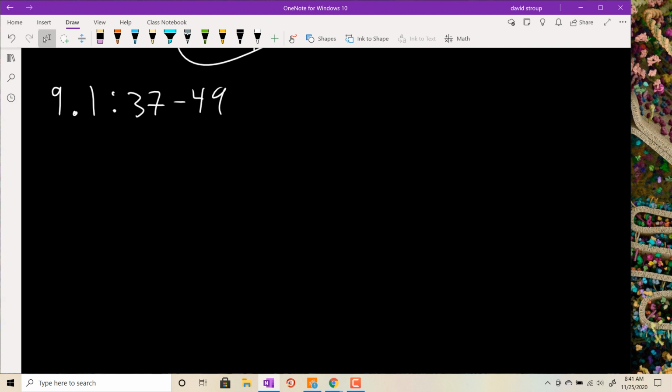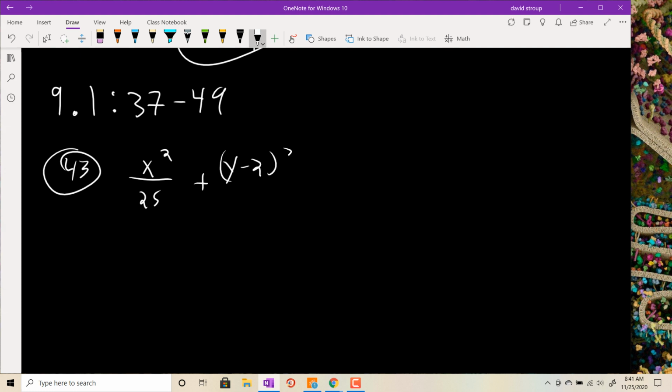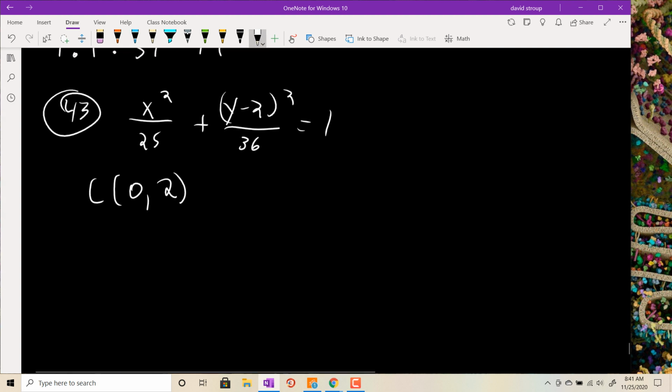Okay, let's look at number 43. So I have x squared over 25 plus (y minus 2) squared over 36 equals 1. So get the center. This looks like it's (0, 2). And then you need your a, b, c values. So a is the bigger number.